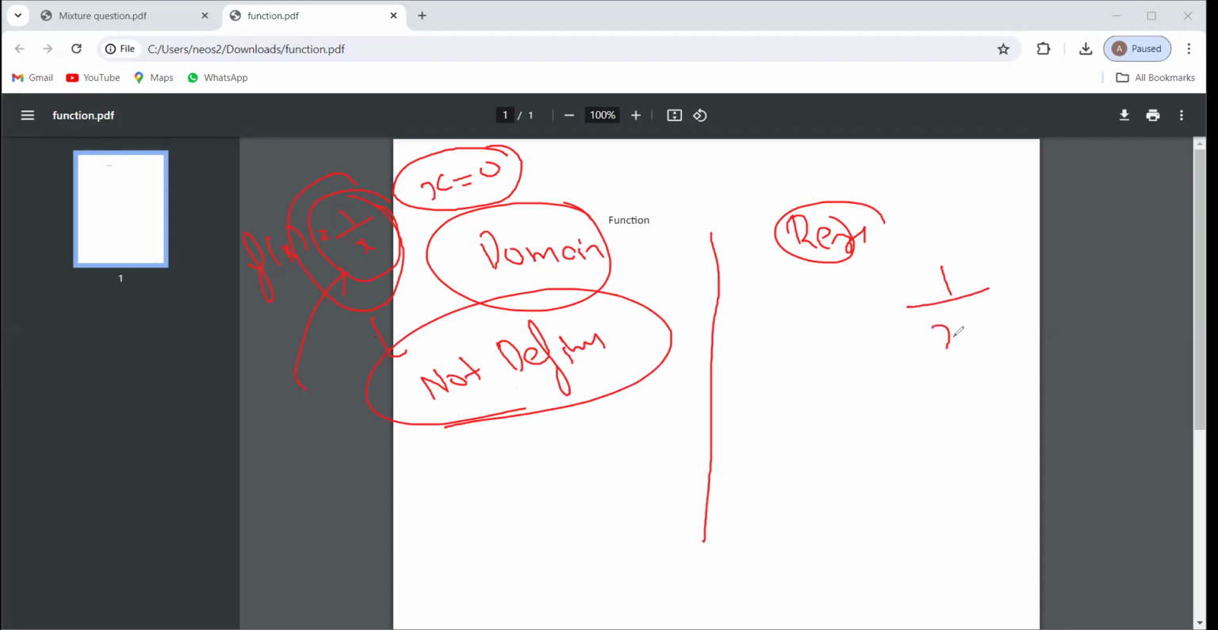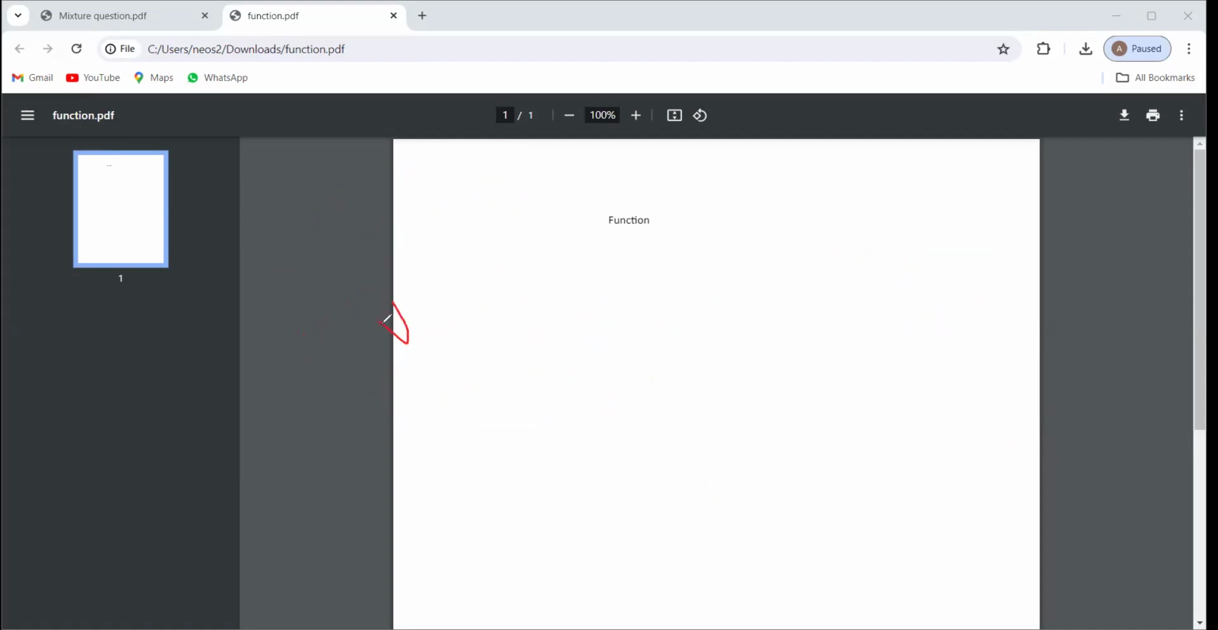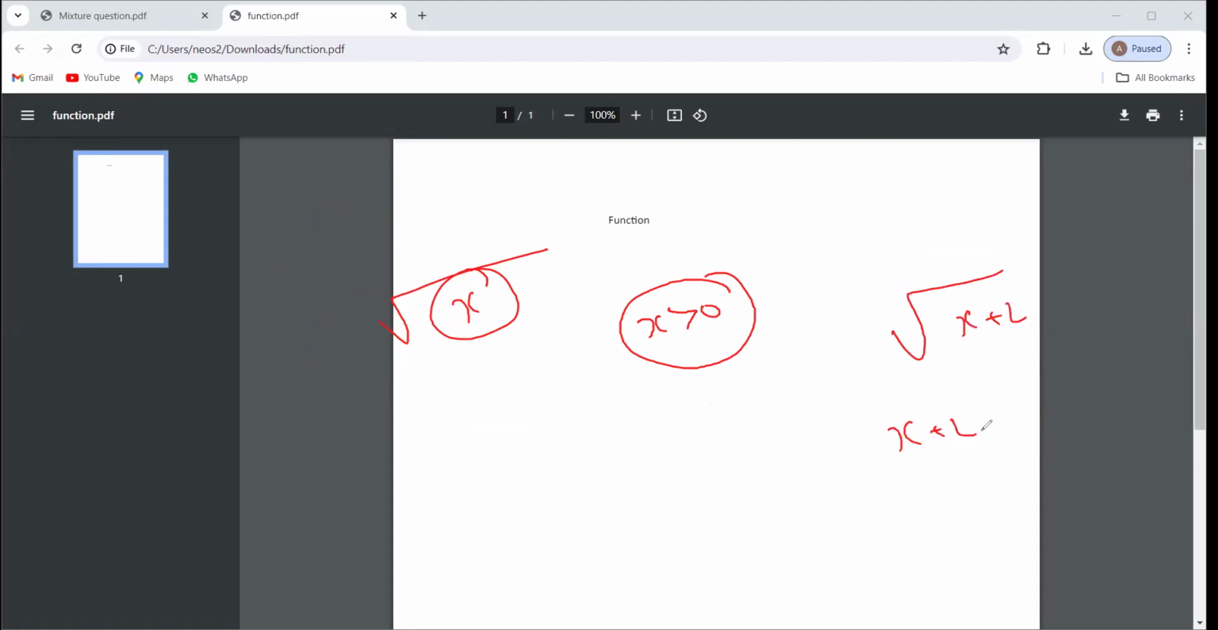Similarly, if I'm writing 1 by x minus 3, right? What value of x you cannot keep here? X equal to 3. यही होता है ना भाई? ये क्लियर है ना? राइट. Similarly, if I'm writing root under root x, what value of x you cannot keep here? Negative number. X will be always greater than 0. Right? If I'm writing x plus 2, then x plus 2 greater than 0, x should be greater than minus 2. Fine. Now understand.